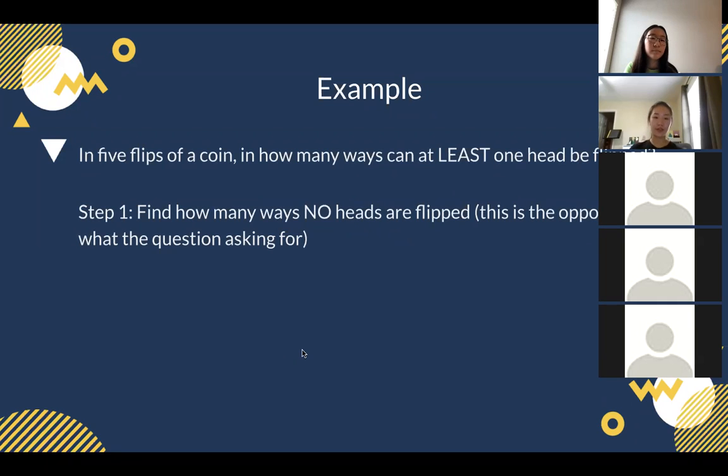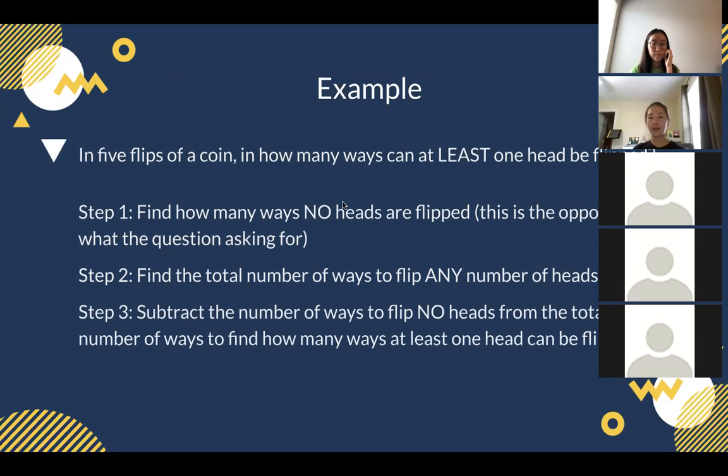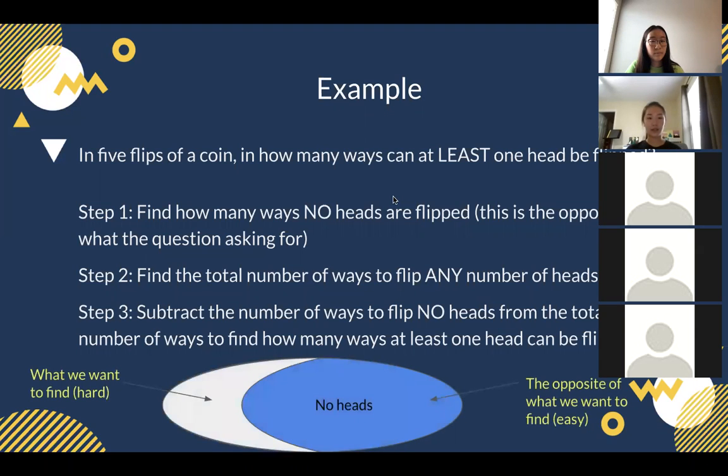So no heads is the same thing as 5 tails. And then we would just find how many ways you can flip no heads, and then find the total number of ways to flip any number of heads. So just the total amount of possibilities, and then you subtract the number of ways to flip no heads from the total. And if you look at this, you can know that the opposite of what we want to find is actually much easier than finding what we want to find.